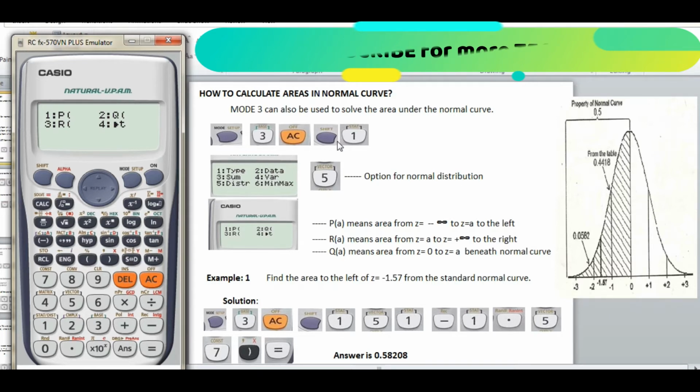In order to do that, we will need to go to mode 3 setup. Just follow these buttons in order to solve areas in the normal curve. First you have to press mode 3, then AC, shift 1. After these steps, this display will pop up. So we have to select number 5, because number 5 is the option for normal distribution. After pressing 5, this display will appear.